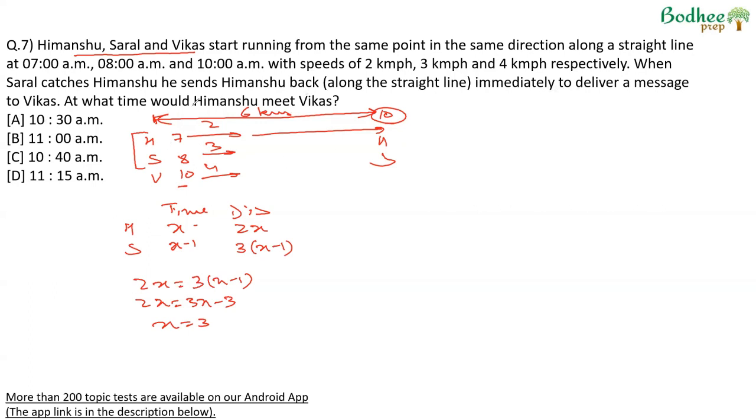At what time would Himanshu and Vikas meet? Now the distance between Vikas and Himanshu is 6 kilometers that Himanshu has traveled. Both of them are traveling towards each other, speed of Vikas is 4, speed of Himanshu is 2. So the relative speed will be 4 plus 2, which is 6 kilometers per hour.